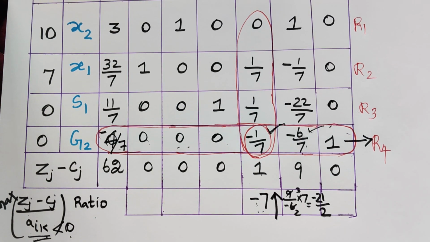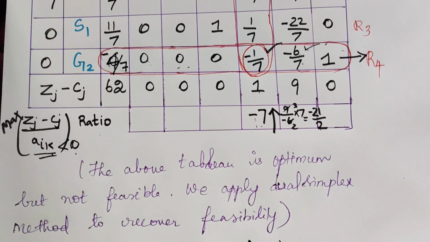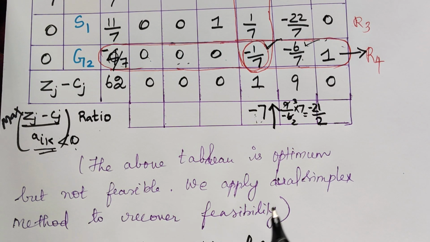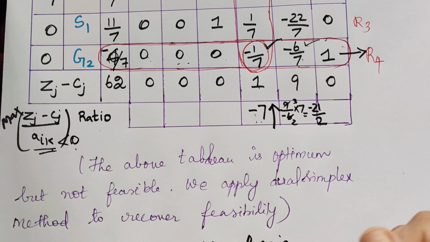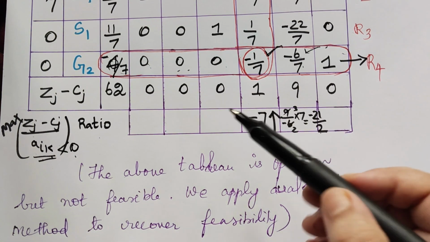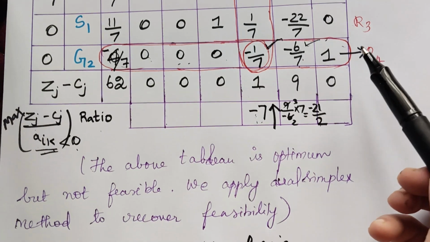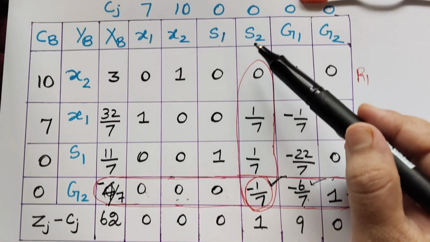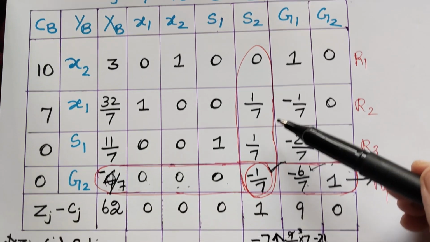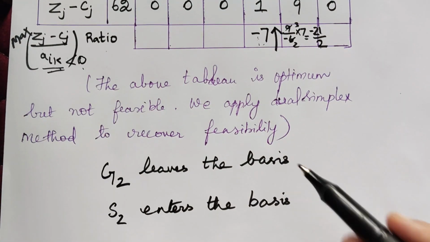Since the table was optimum and not feasible, we applied the dual simplex method in order to recover the feasibility. Now when we applied the dual simplex method, we saw that G2 was leaving the table and S2 was entering the table. So we have S2 over here. So S2 enters the table. That is what I have taken and written.